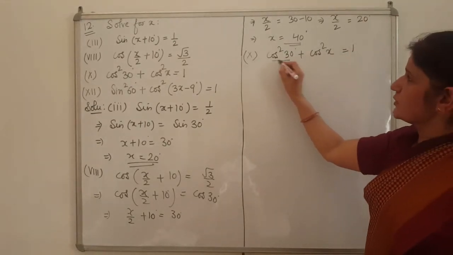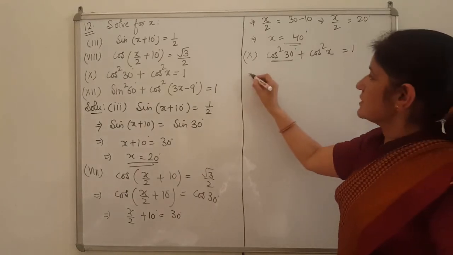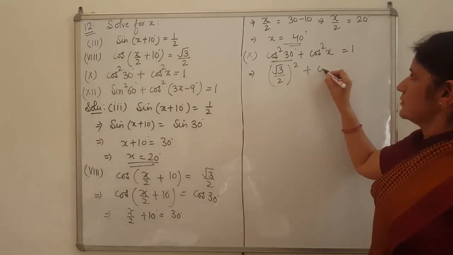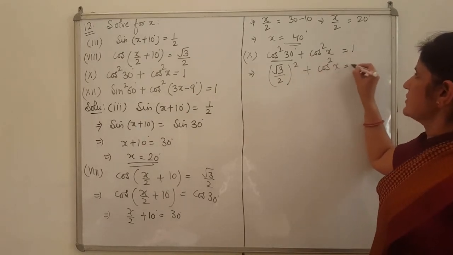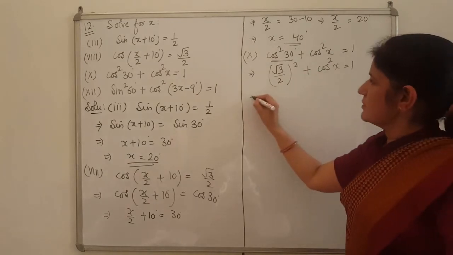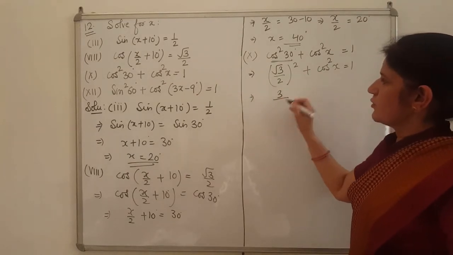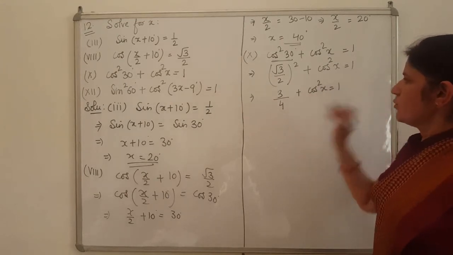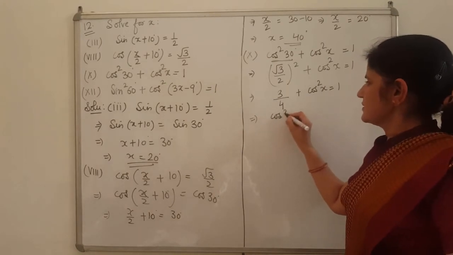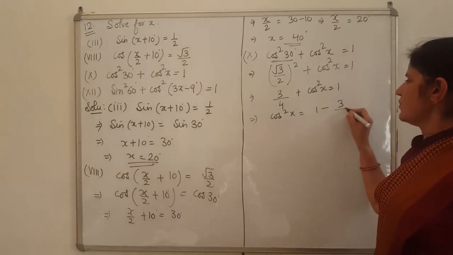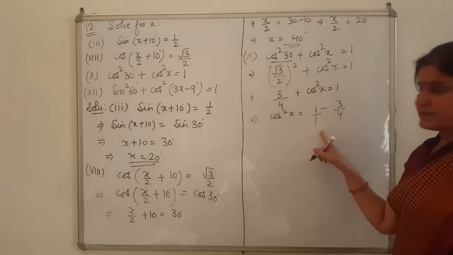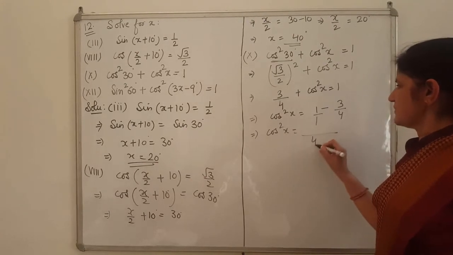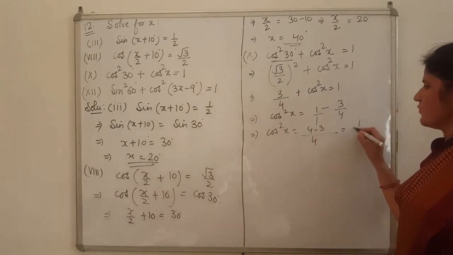First of all, we substitute this value, cos 30. Cos 30 is root 3 over 2. Cos square x equals 1. Now we open the square. What we get? (root 3) square is 3, 2 square is 4, so 3 over 4 plus cos square x is equal to 1. So cos square x equals 1 minus 3 upon 4. Here we take LCM. Cos square x equals 4 is LCM. 4 minus 3 equals 1 over 4.